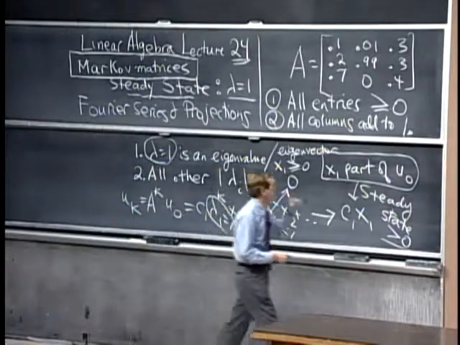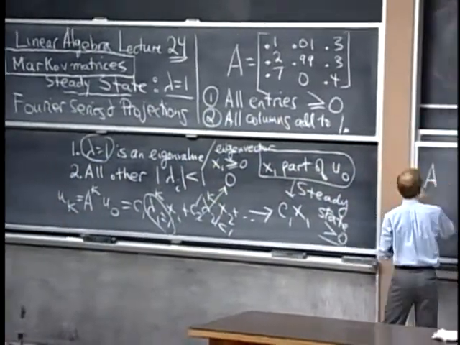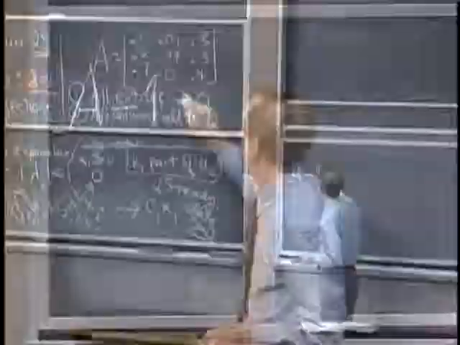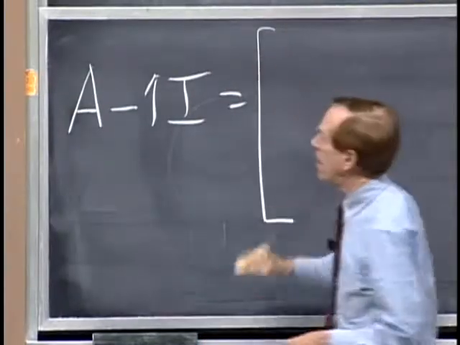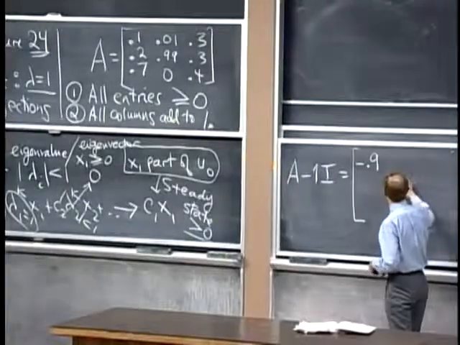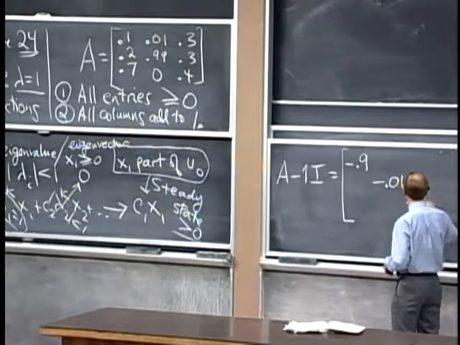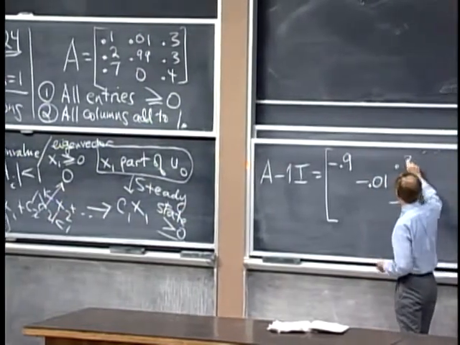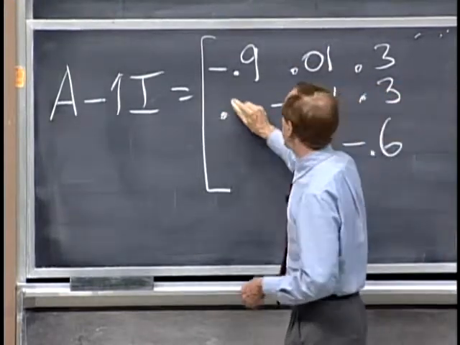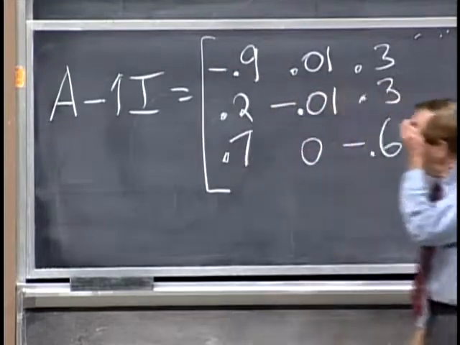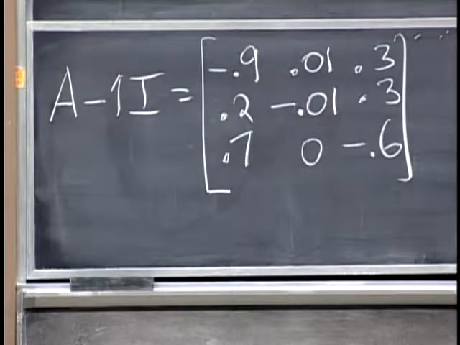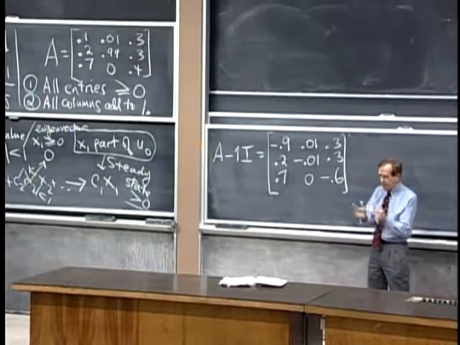Let me look at A, and if I believe that 1 is an eigenvalue, then I should be able to subtract off 1 times the identity, and then I would get a matrix that's minus 0.9, minus 0.01, and minus 0.6, when I took the 1s away, and the other parts are still what they were. This is still 0.2, and 0.7. Okay, what's up with this matrix now? I've shifted the Markov matrix by 1, by the identity.